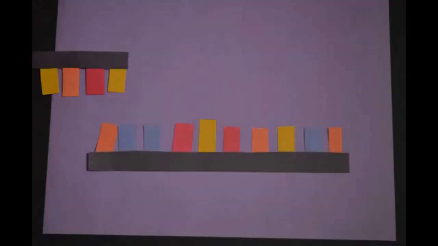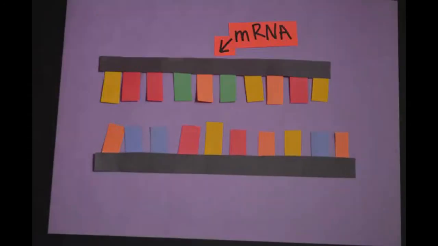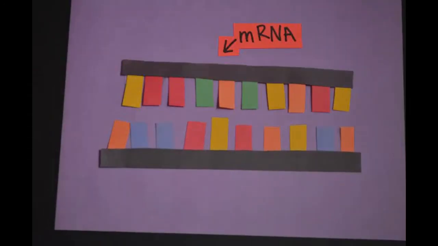Another important process that starts in the nucleus is protein synthesis. The first part, which occurs in the nucleus, is called transcription. In this, DNA is copied to make a complementary strand of mRNA.